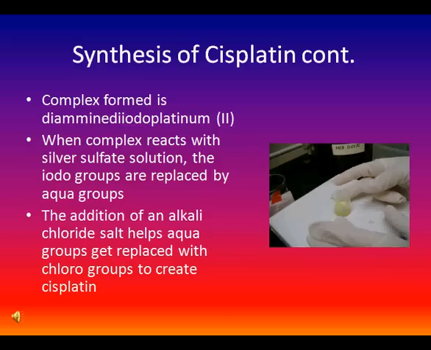The cis-diamminediiodoplatinum(II) is reacted with silver sulfate solution, which causes water molecules to replace the iodine. The final reaction has the cis-diamminediaquaplatinum(II) reacting with excess potassium chloride to produce the bright yellow cis-diamminedichloroplatinum(II), also known as cisplatin.